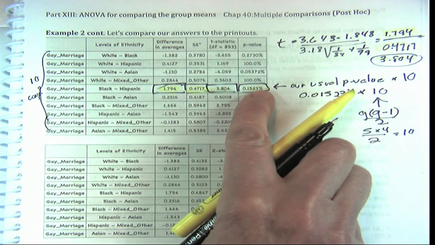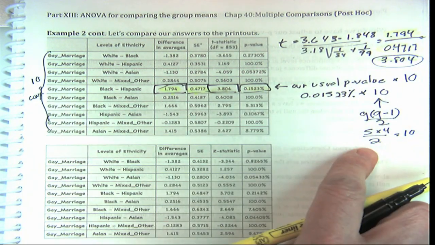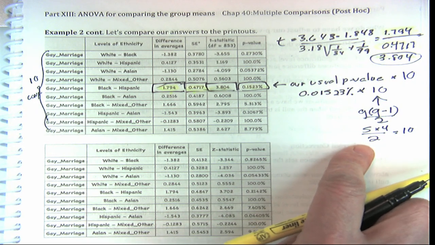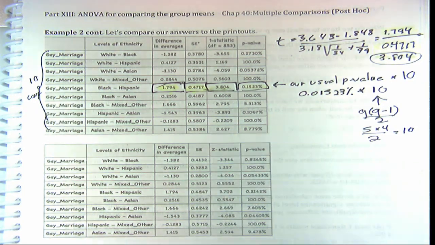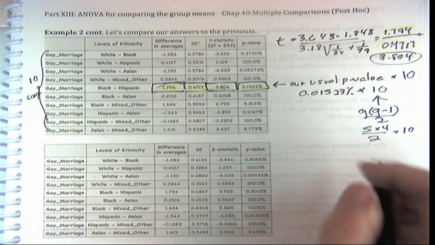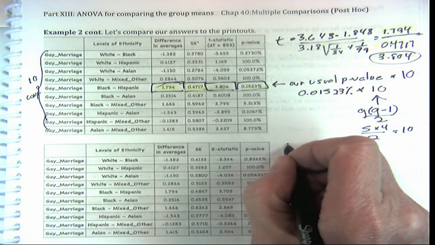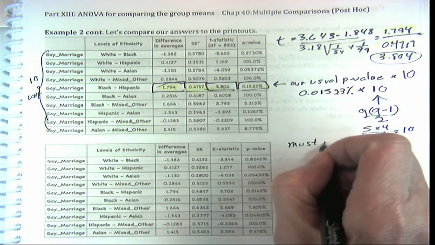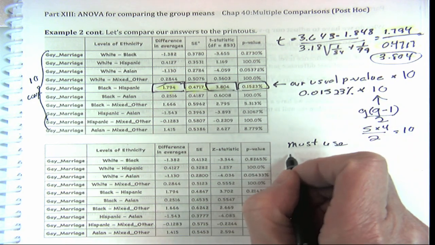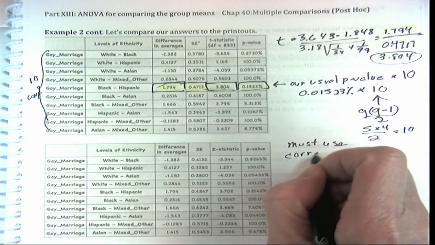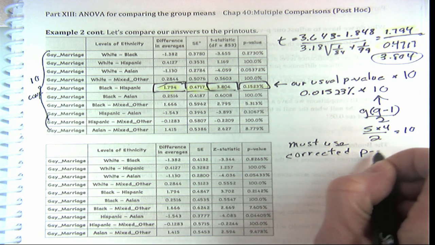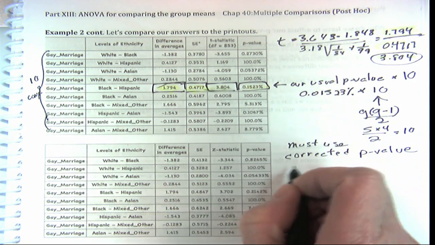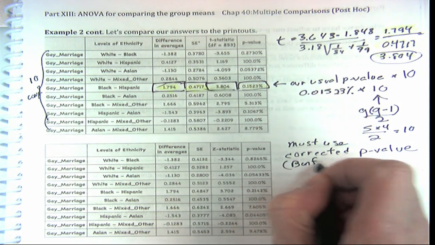And I'm saying, why are we multiplying by 10 here? Because we're using something called the Bonferroni correction. So let's read about that. We must use the corrected p-value. And we're going to do the Bonferroni one. There's other ways to correct.